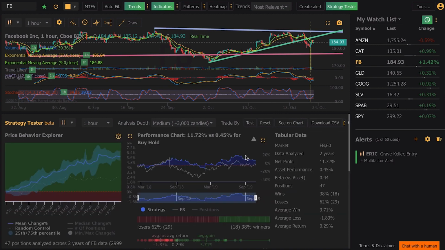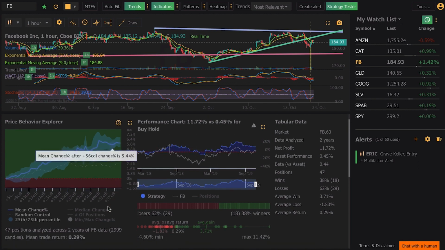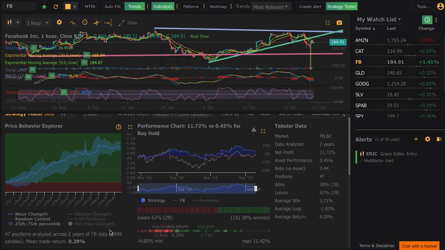And you can see we managed pretty well for the most part. I'm reading this from the bottom left-hand corner of my screen. I analyzed 47 positions across 2 years of Facebook data, just under 3,000 candles, with an average trade return of 0.29%. So what this is saying is that over the course of the last 2 years, we traded 47 times, and every time we entered into a trade, we can expect to have an average gain of 0.29%, right?